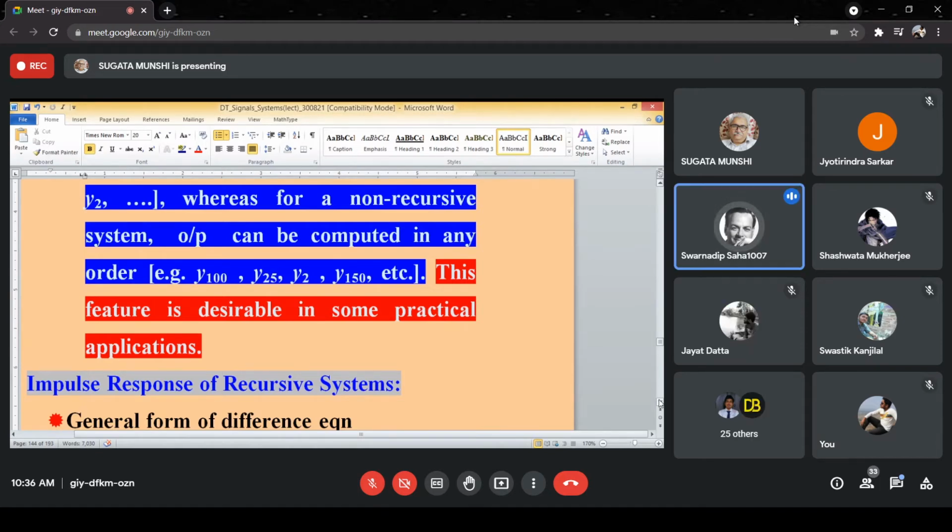Sir, have you told that the discussion about this non-recursive system, that output can be computed in any order, is only valid for offline signal processing? Yes. Okay, sir.